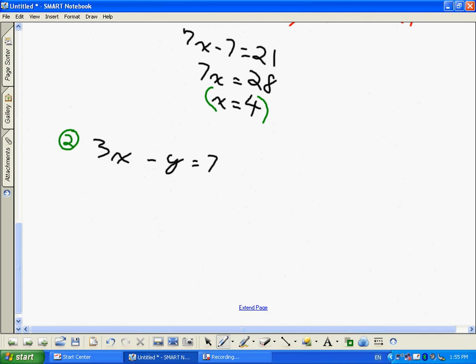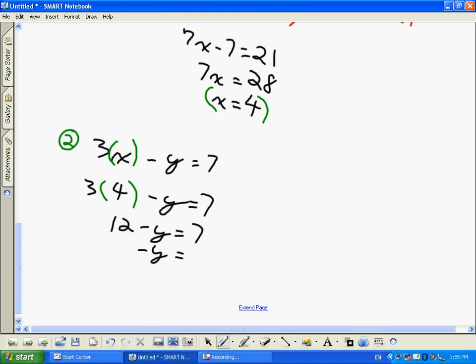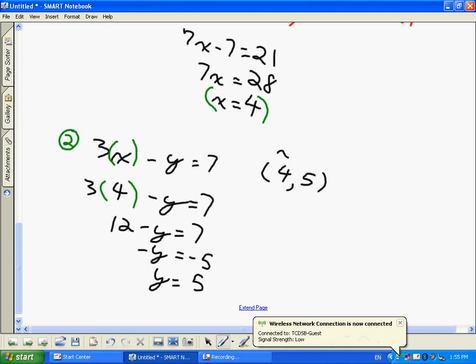I have a value for x, so I can plug 4 in for the x. So this then becomes 3 times 4 will be 12 minus y equals 7. 12 minus y equals 7. Negative y equals 7 subtract 12, negative 5. y equals positive 5. So, our point of intersection, x is 4, y is 5.